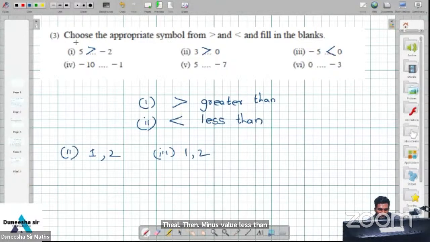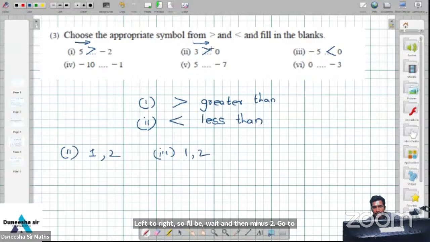We read every one from left to right. So starting from this side, 5 greater than -2. Then starting from this side, 3 greater than 0. Starting from this side, -5 less than 0.